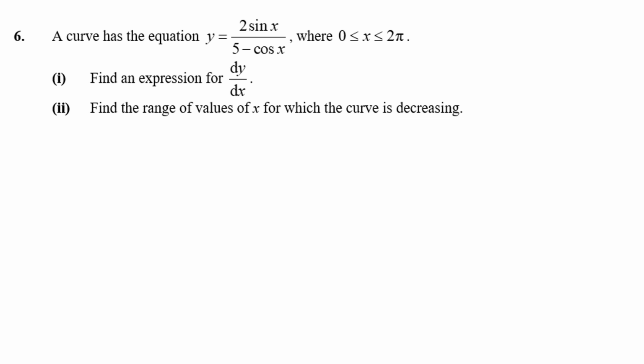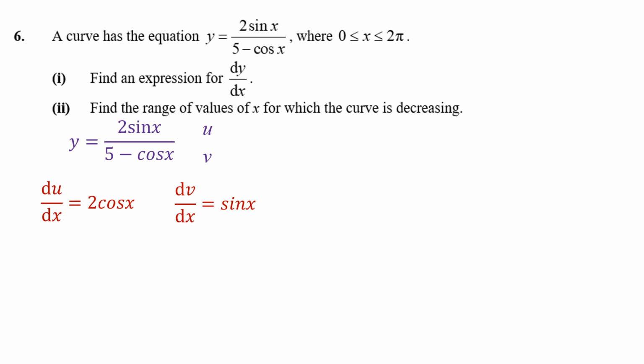That's relatively easy. We just apply the quotient rule. You let the numerator be u and the denominator be v. The du over dx will be just 2 cos x. For dv over dx, you differentiate 5, you get 0, and you differentiate cos x, you get negative sin x, so negative times negative becomes positive sin x. Write down the formula for applying the quotient rule.